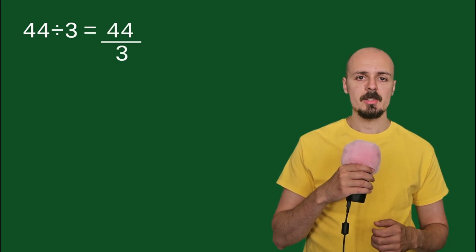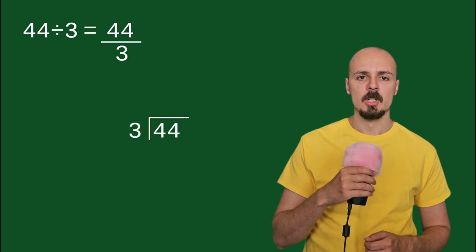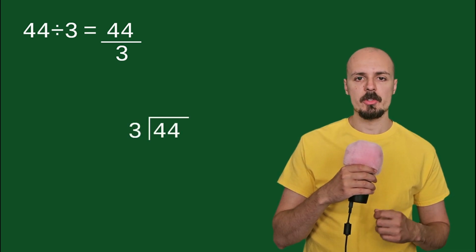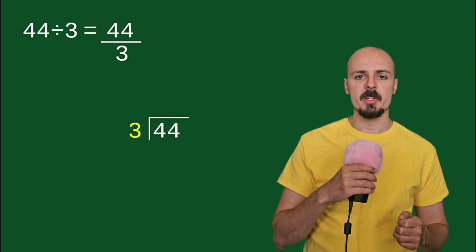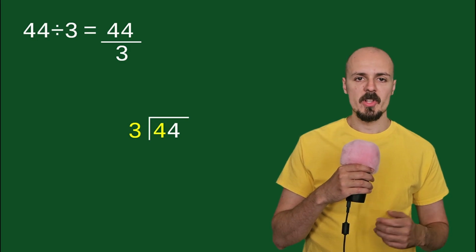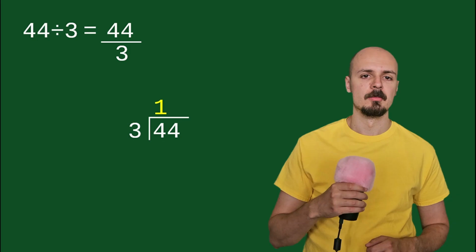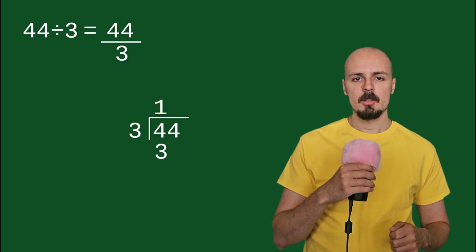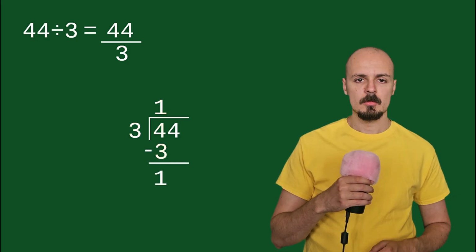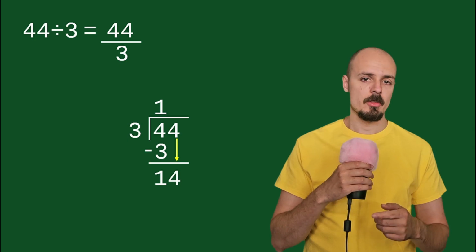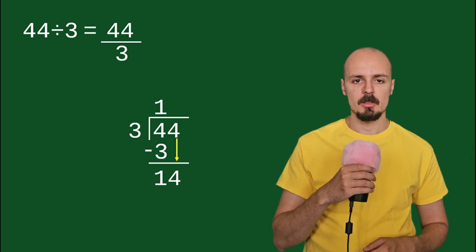Something like 44 divided by 3. And again, this could be presented to you as a fraction instead. Now let's set this up in the long division form, and we'll start by asking the question, how many times does 3 go into 4? Well, same as last time, it goes in once. So we put a 1 right here. 1 times 3 is 3, and 4 minus 3 is 1. Now we bring down the next digit, the 4, giving us 14.